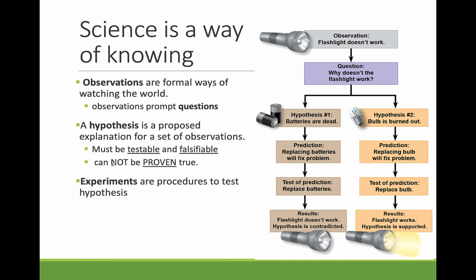The first step is to make observations. Observations are how we watch the world around us, and these lead scientists to ask questions. Scientists then form hypotheses or educated guesses to explain what they observe. A good hypothesis can be tested with an experiment, and it can be proven false.